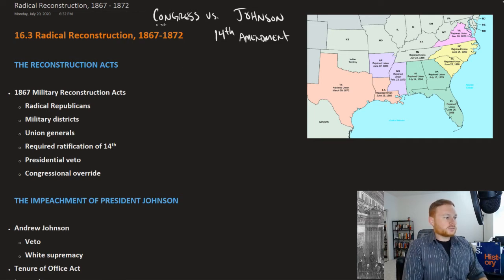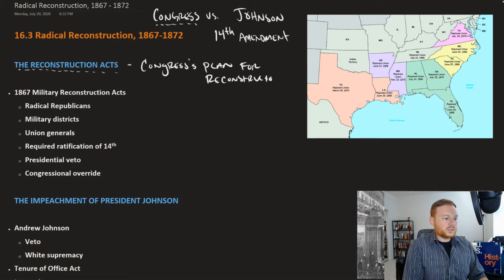And so Congress moves further in passing the Reconstruction Acts. All right, Congress's plan for Reconstruction. It's technically called the 1867 Military Reconstruction Acts. And of course, this is by the radical Republicans. At this time, the Republicans are the party of the North, right?